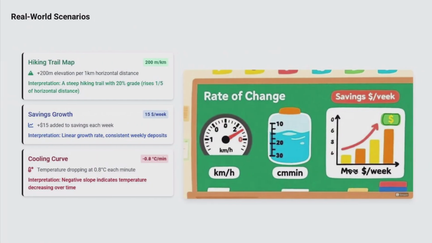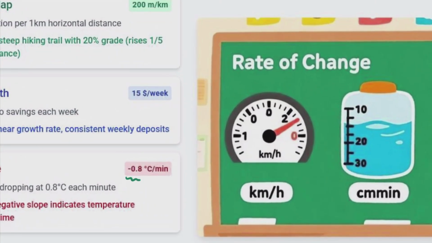So again, we can talk about real world examples. When we are talking about a hiking trail map, we are talking about, for example, a positive 200 meter elevation per 1 kilometer. It means rise over run. When you're talking about savings growth, it means $15 added to savings each week, which is $15 per week. After that, we do have the cooling curve. It means that temperature is dropping at 0.8 degrees each minute itself. So we do have it as a negative number. We do have it like this, and we do have it like that.